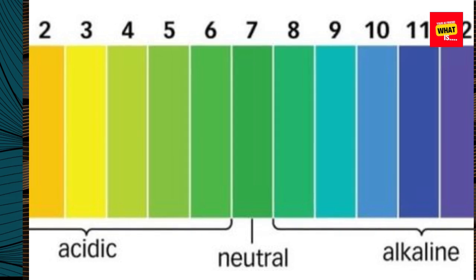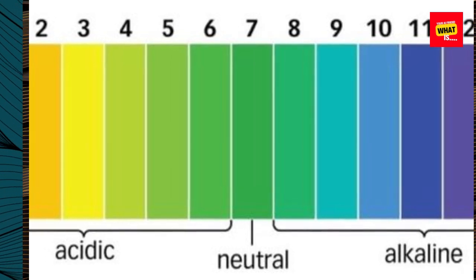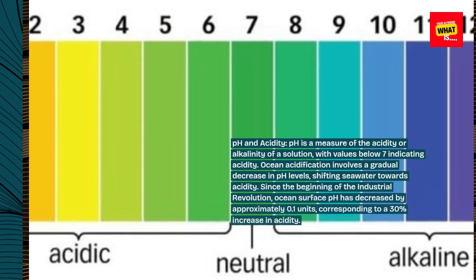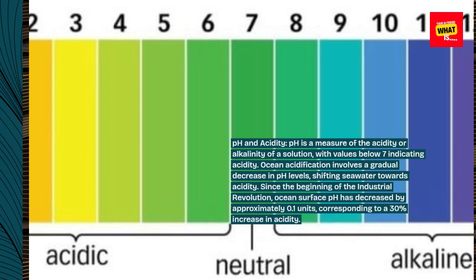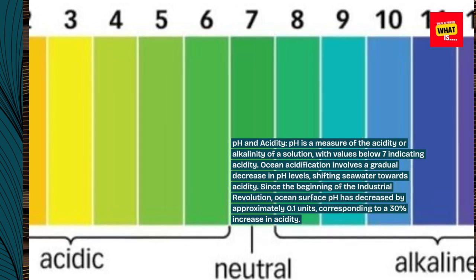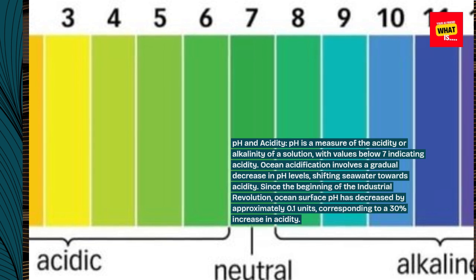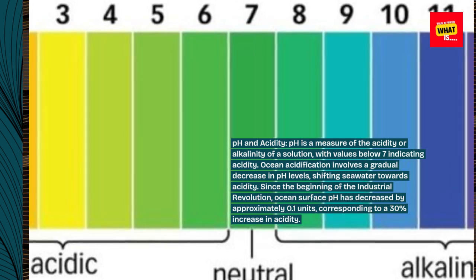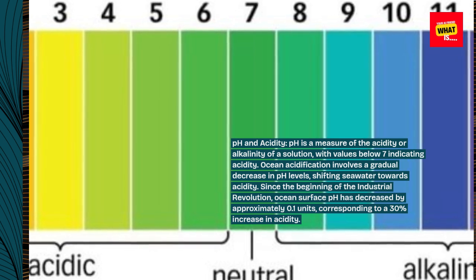pH and acidity. pH is a measure of the acidity or alkalinity of a solution, with values below 7 indicating acidity. Ocean acidification involves a gradual decrease in pH levels, shifting seawater towards acidity. Since the beginning of the Industrial Revolution, ocean surface pH has decreased by approximately 0.1 units, corresponding to a 30% increase in acidity.